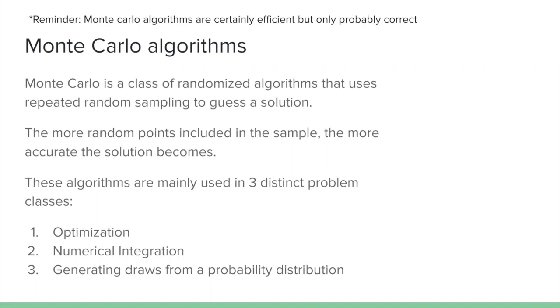So Monte Carlo is a class of randomized algorithms that use repeated random sampling to guess a solution. The more random points included in the sample, the more accurate the solution becomes. The more times the algorithm is run, the more accurate we can guess a solution. These algorithms are mainly used in three distinct problem classes: optimization, numerical integration, or generating draws from a probability distribution.